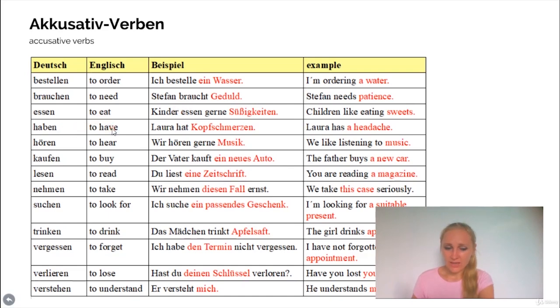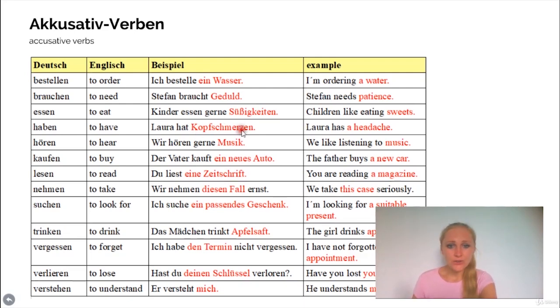Haben, to have. This is what we had in one of the previous slides. Whatever you have or somebody has is an accusative object. So Kopfschmerzen, which is a headache here, is the accusative object because Laura has a headache. Okay, and in English you say a headache. In German, this is the plural form. Whenever you have pain, we put it in the plural form, and without an article. I just say hat Kopfschmerzen. He has headaches, if you want to translate that into English.